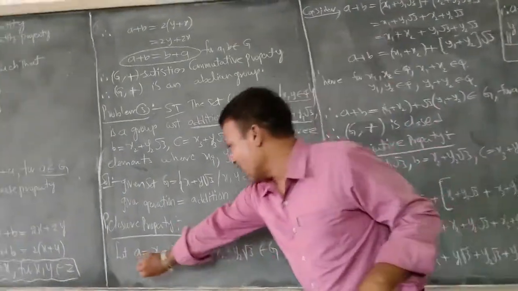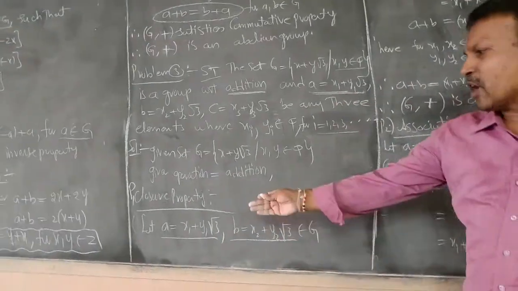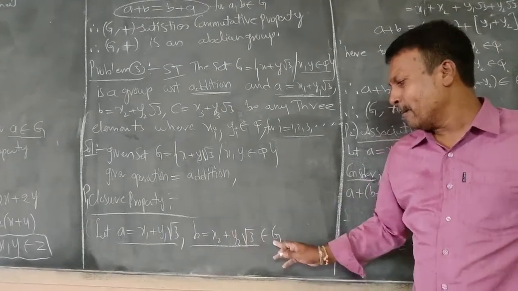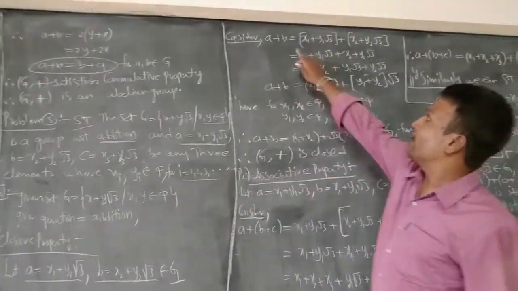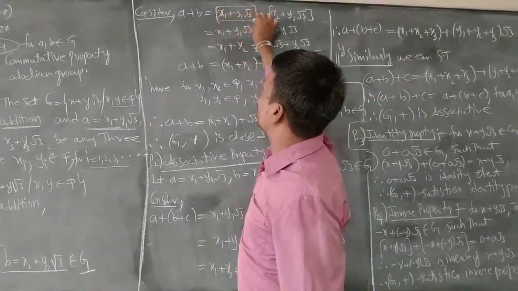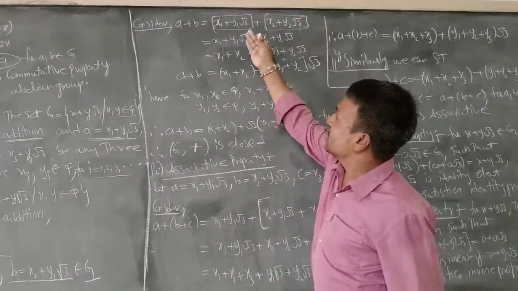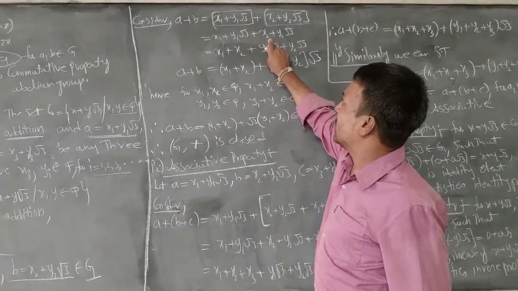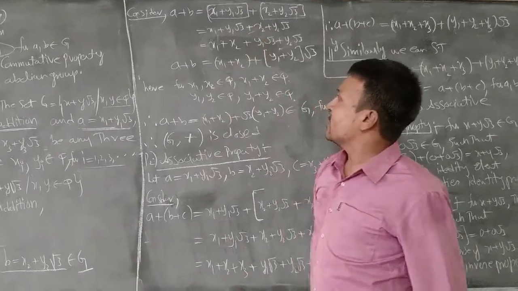Here I am taking 2 elements, one is A and the other is B. A is of the form x1 plus y1 root 3, and B is of the form x2 plus y2 root 3, belonging to set G. Operating those 2 elements with plus, A plus B is equal to, instead of A, I took x1 plus y1 root 3, and instead of B, I took x2 plus y2 root 3. So taking off the brackets, I get x1 plus y1 root 3, then x2 plus y2 root 3, with plus in between.